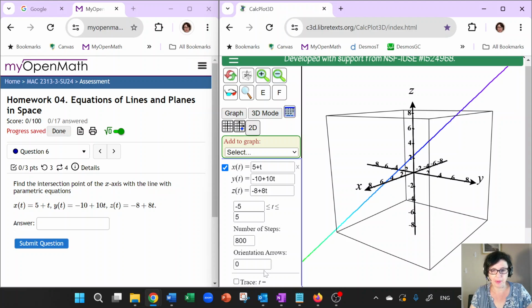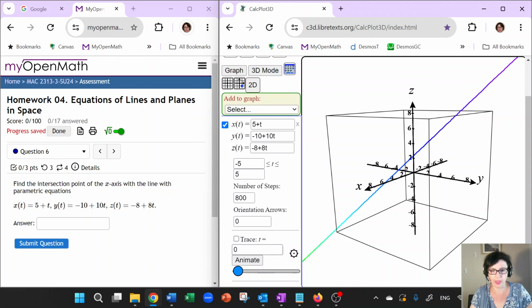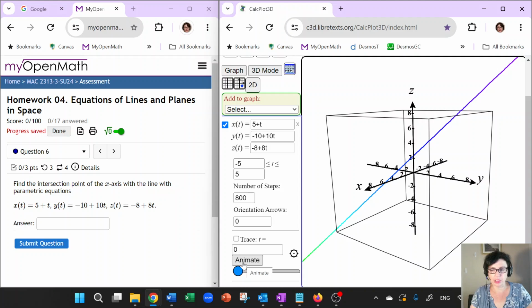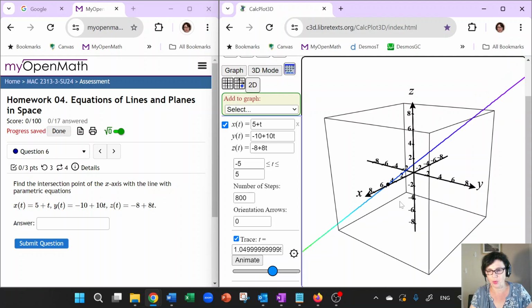Now I can animate this. Let me just make sure that nothing else is selected here. Deselect everything and let's just animate it. And so as t changes, we should eventually see a point on that line as it traces through it. Okay, there it is. You see how slowly it's going towards the x-axis and it should hit it. Let's see if I can stop it. I stopped it almost there, right?